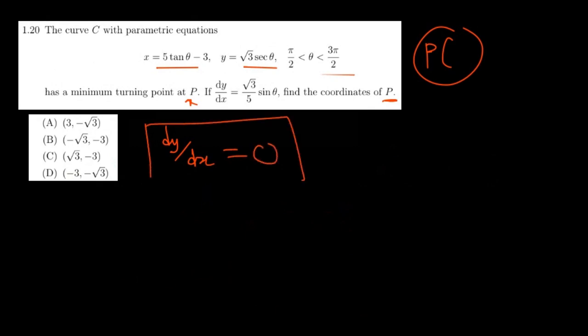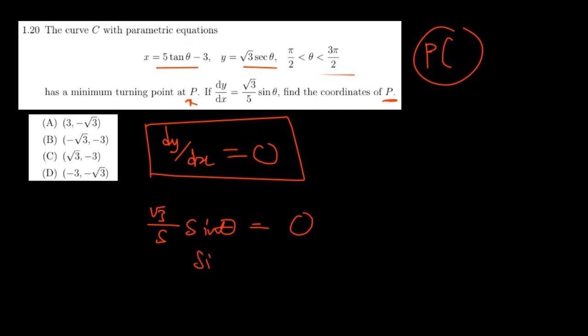So P is actually the turning point. So what do we know about the derivative at the turning point? We know that at the turning point the derivative is always equal to 0. So that's what we are going to use. We're going to equate this derivative, root 3 over 5 sine theta, to 0. So this will just be sine theta equals 0. Cool. Because I'll divide this here, and then 0 divided by this is just 0.